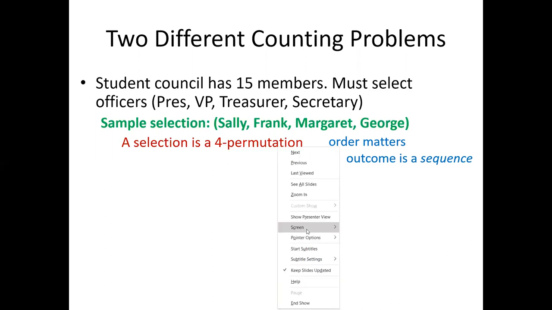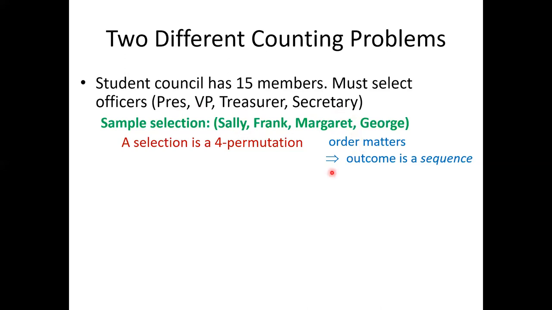When I denote this tuple as a result of selection, it's clear that I should read this tuple as an ordered one. Sally is the president, Frank a VP, Margaret treasurer, George secretary. And a changing of the order would mean a different selection, a different selection of the officers.